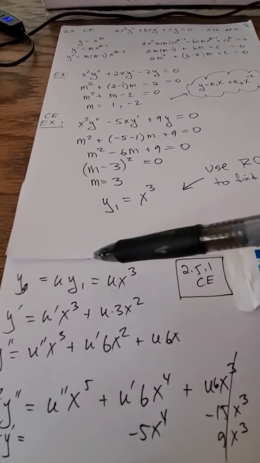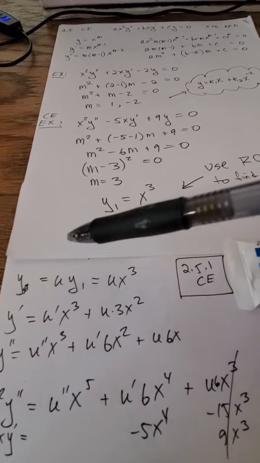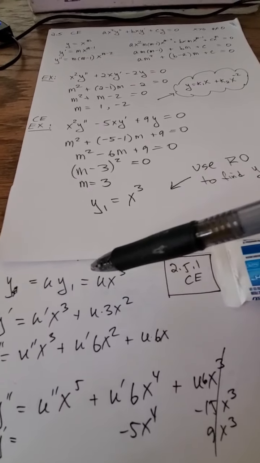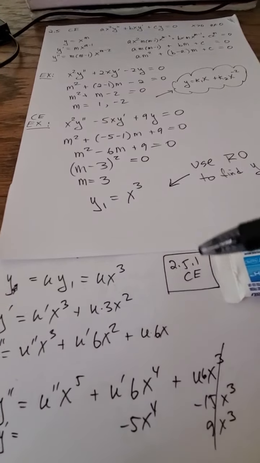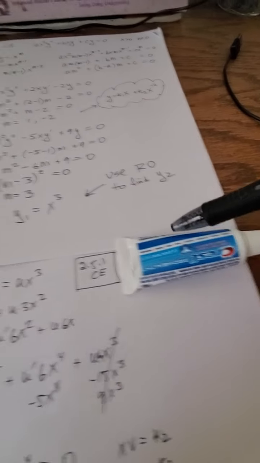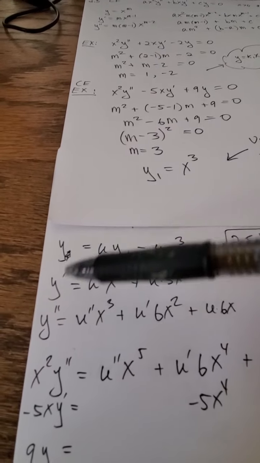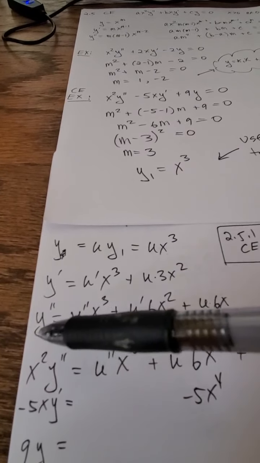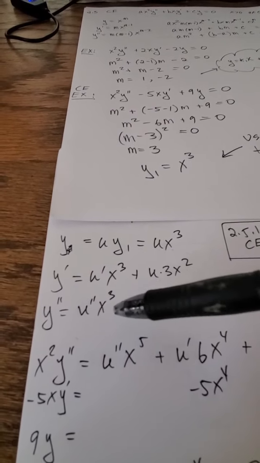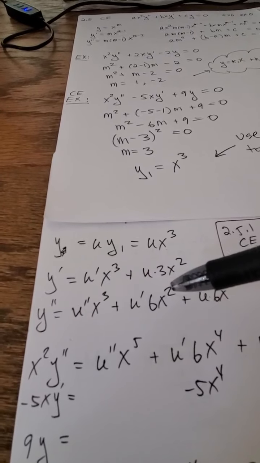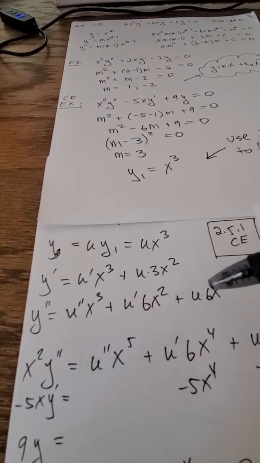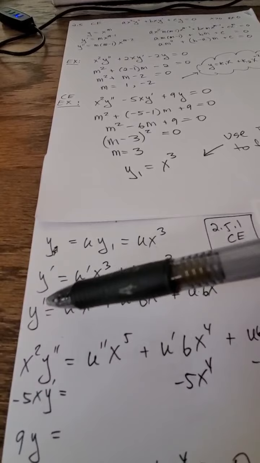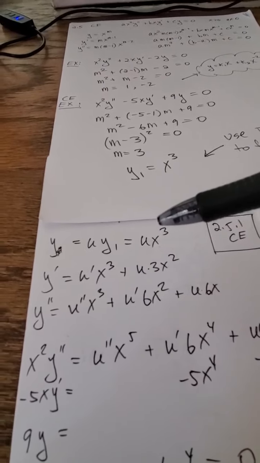So y is equal to u y1, which in this case is u x to the third power. But notice I'm promoting good dental health. And y prime is equal to u prime x to the third plus u times 3x squared, and y double prime is equal to u double prime x to the third plus u prime 6x squared plus u times 6x. I'm just differentiating all the way down using product rule or whatever.